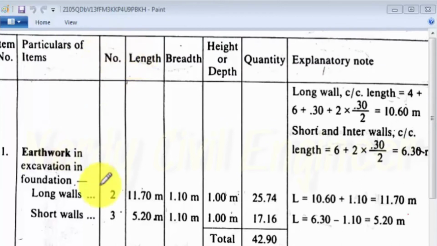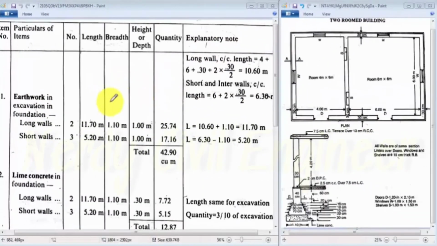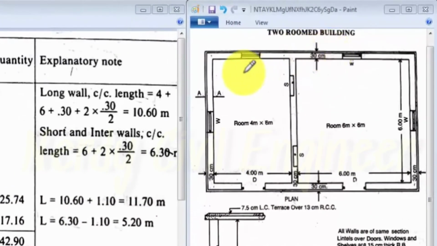So the first particular we have to work out is the earthwork in excavation in foundation. Before doing that, we have to find out the length of the long wall and short wall from the plan. See, this is the plan. We will point out the long walls and short walls. As you can clearly see, 4 and 6 makes 10, and that's the long wall. There are 2 long walls and 3 short walls.